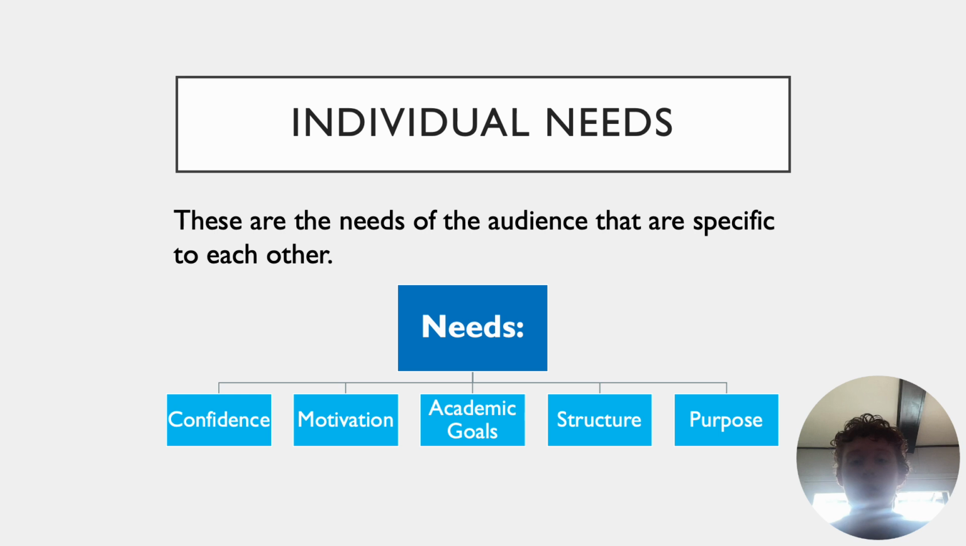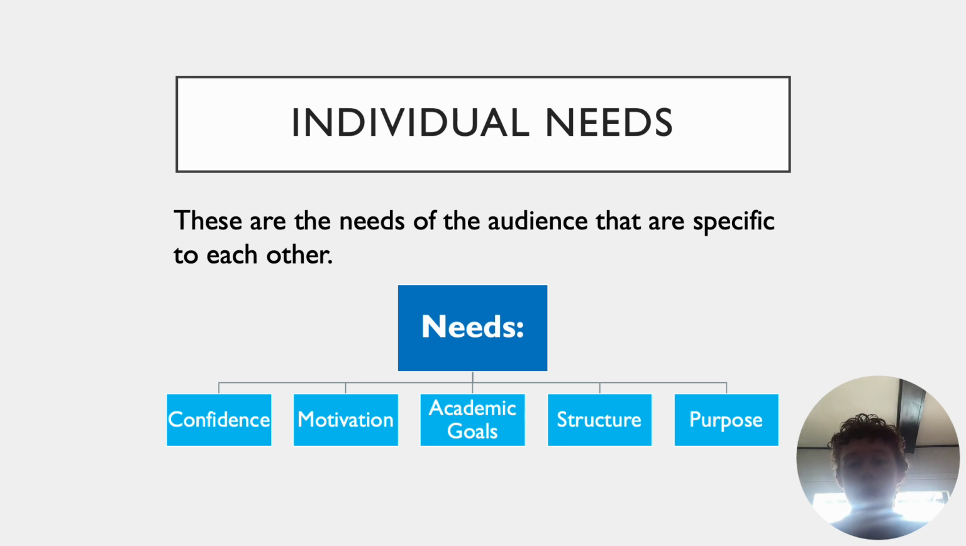These are the needs of an audience that are specific to each other. So when preparing your speech, you need to be looking at the individual needs of the people you'll be speaking to. So these needs would be like confidence, motivation, academic goals, structure, purpose. These needs are all based on the individual, like I said, and so when preparing the speech, you need to look at who is your audience as individual people.